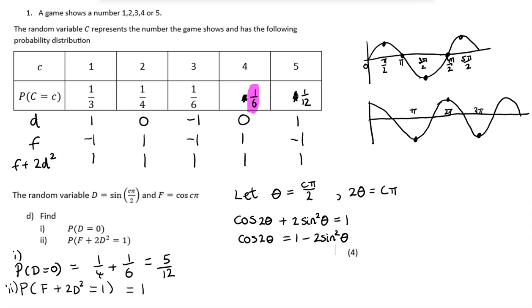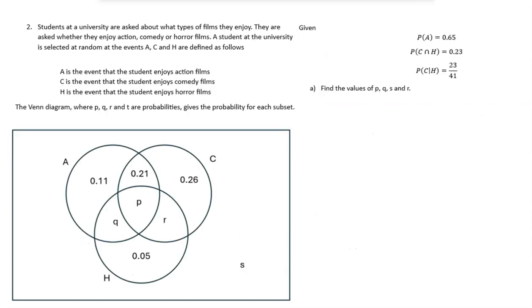Now let's look at questions 2 and 3. These ones will be a little bit shorter, you'll be glad to hear, I'm sure. In question 2, we're going to look at some Venn diagrams. So we've got students at university who are asked about what types of film they enjoy. They are asked whether they enjoy action, comedy or horror films. They select a student at random, and the events A, C and H are defined as follows. So A is that they enjoy action films, C is they enjoy comedy, H horror, and we've given the Venn diagram, but we've not been told P, Q, R or S on this diagram. And the first thing we're going to do is find the values of P, Q, S and R.